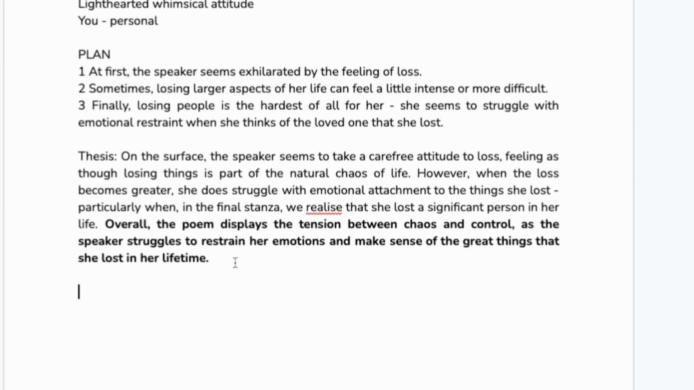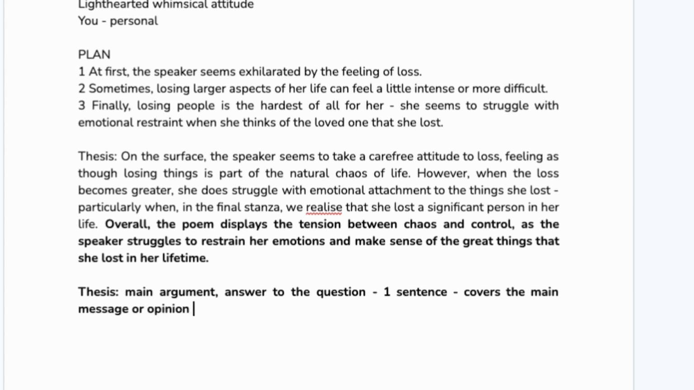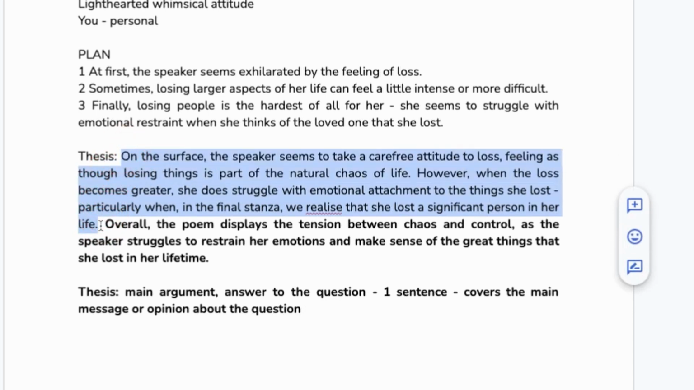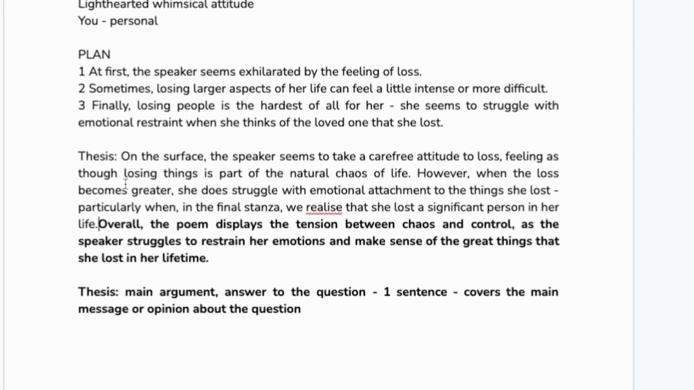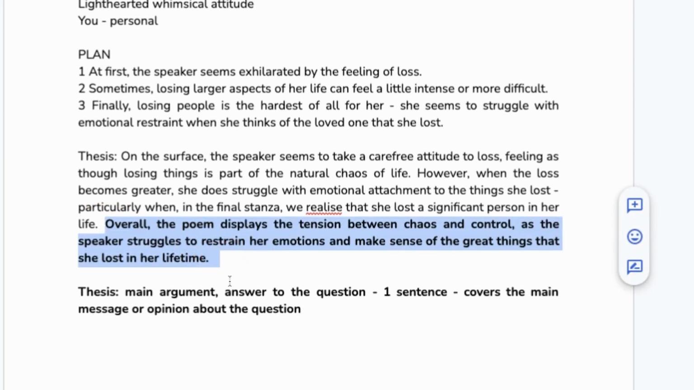The main thing to remember with your thesis is that this is your main argument, your answer to the question. It's one sentence and it covers the main message or opinion about the question. So I could just delete all of this and that would be my thesis. But actually I quite like those sentences that I use to build into the thesis. So if this was me writing this exam, that would just be my intro, a 3-sentence intro that finishes in this thesis.